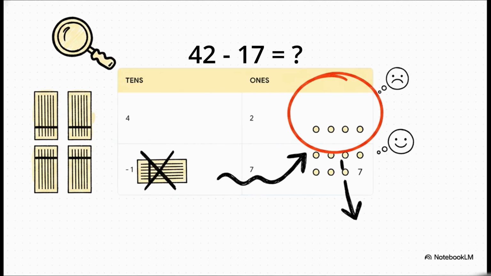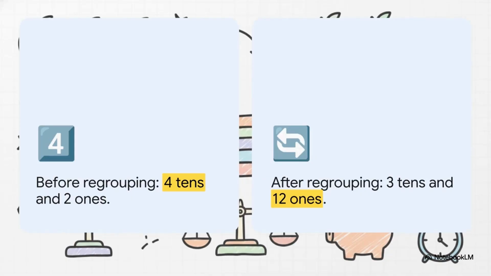But if we analyze the 1s column first, we hit a hurdle right away. We have a 2 on top and a 7 on the bottom. We simply don't have enough 1s to take 7 away. So how do we solve this? We use regrouping. To get more value into our 1s column, we literally just visit the neighbor next door in the 10s column. We take one of those 4 10s, which leaves 3 behind. Then we break down that 1 10 into 10 individual 1s. It's exactly like trading a $10 bill for 10 singles. We add those to the 2 1s we already had, giving us a grand total of 12 1s. Now, our top numbers safely become 3 and 12, and our columns are perfectly adjusted for subtraction.